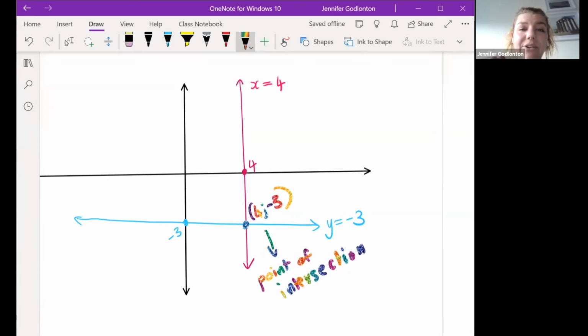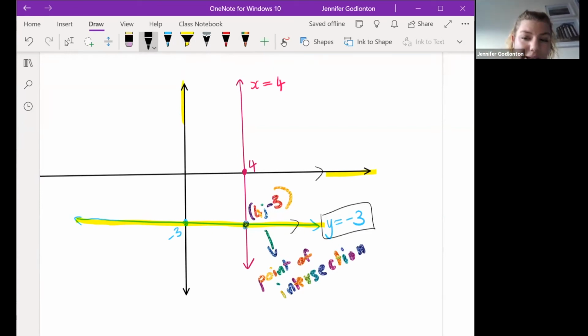No, so in general, legally, yes. Your x-axis is horizontal and your y-axis is vertical. But when we have a horizontal line, so it's not the axis, when we have a horizontal line that is parallel to the x-axis, then we're going to have y equals. And when we have a vertical line that is parallel to the y-axis, we're going to have an x equals.